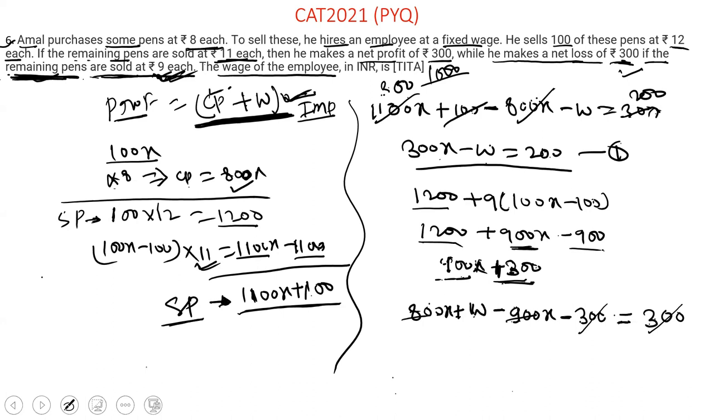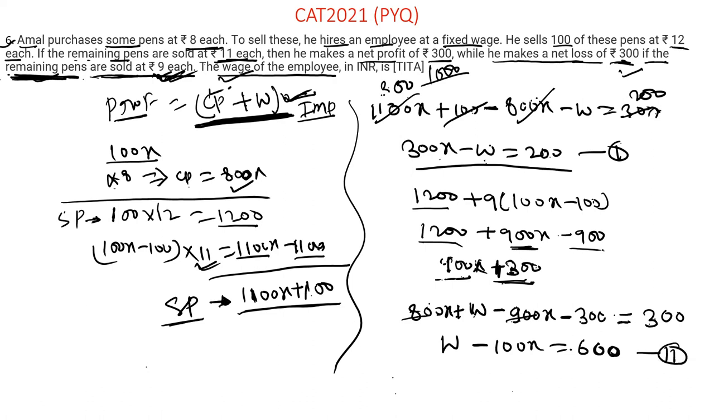So we have W minus 100x equal to 600. We have to find wages, and we have two equations and two variables. Here one is negative, positive, and this one is positive, negative. So let's multiply this equation by 3. So 300x equal to 1800. Now add equation 1 and 2. So 300x got cancelled out. 3W minus W equals 2W.